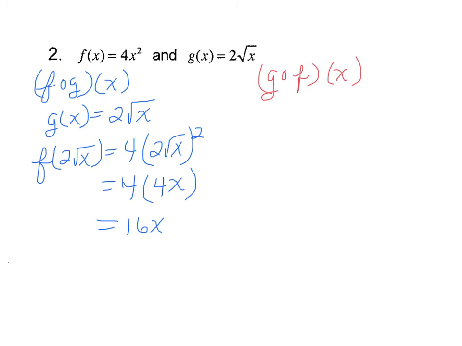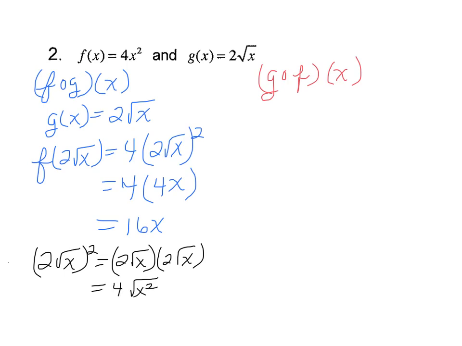So again, if you don't understand what I did with that squaring and square root, think of it this way. 2 radical x squared is nothing more than 2 radical x times 2 radical x, which really is 4 radical x squared. Squaring and square root cancel each other out, so you get 4x. Okay? So that's how I changed 2 radical x, the whole thing squared, to be 4x. All right, with that being said, f of g of x is 16x.